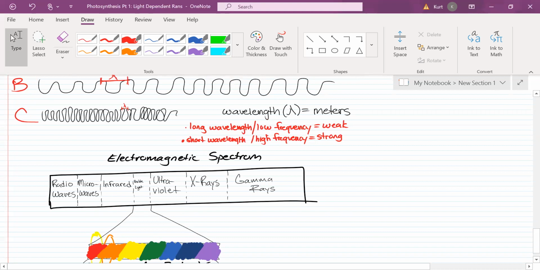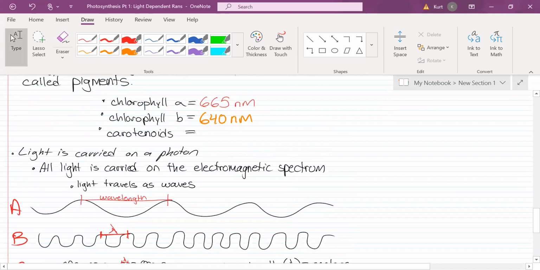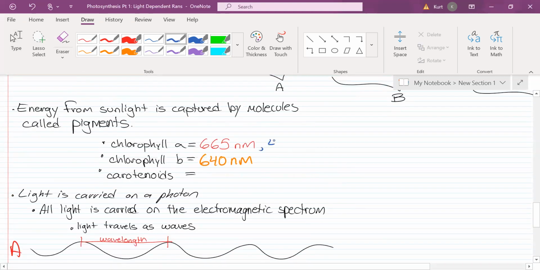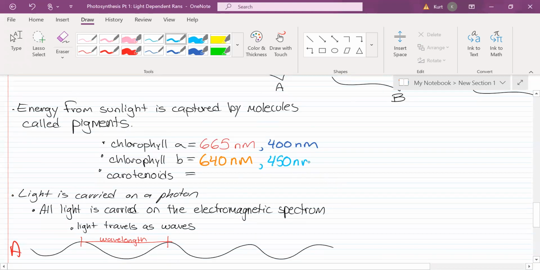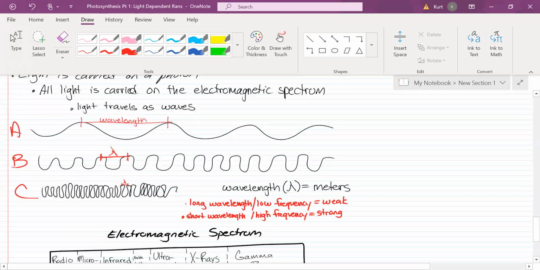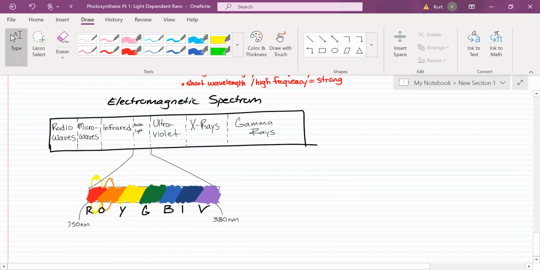Now, not only do they absorb those colors, let me look at my notes here. Chlorophyll A also absorbs about 400. That's going to be indigo. And chlorophyll B absorbs about 450. That's going to be blue. So, guys, basically, chlorophyll A and B absorb everything but green. They absorb red, they absorb orange, they absorb blue, indigo, and violet. The colors that chlorophyll does not absorb is a little bit of yellow, but mostly green.